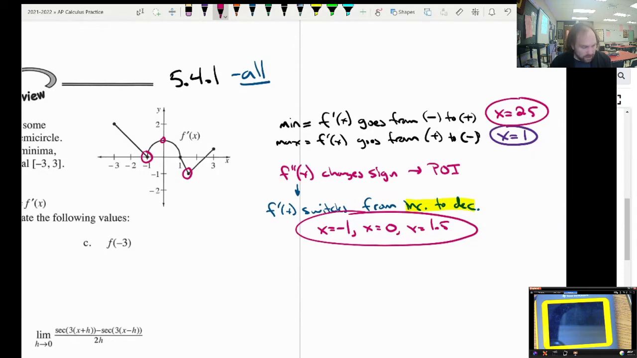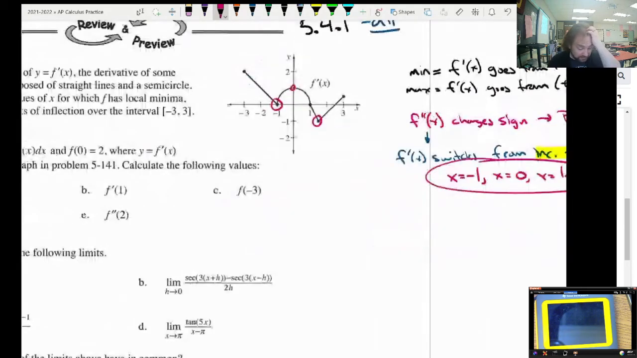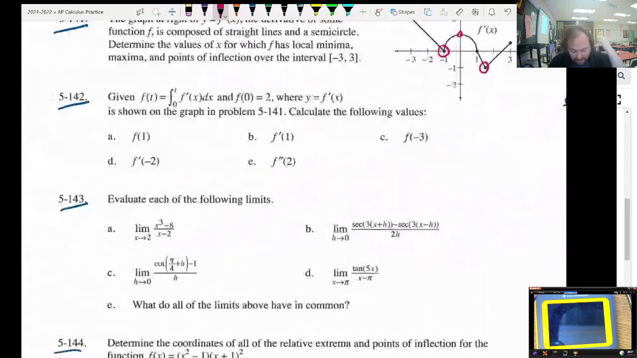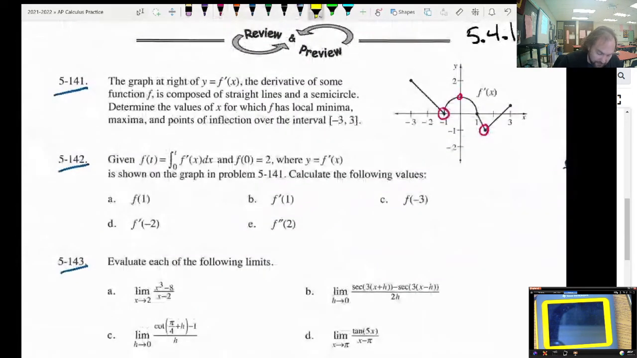So, all right, let's take a look at 142, which is going to take the same graph. This time they're going to bring in the idea that f of t is equal to the integral from 0 to t of f prime, which is true. If you take the integral, that is what the original function is. You can integrate this to find the original function. Well, kind of, in theory, because you need the whole plus c situation. Of course, they do give us an initial condition. They give us that f of 0 is equal to 2.